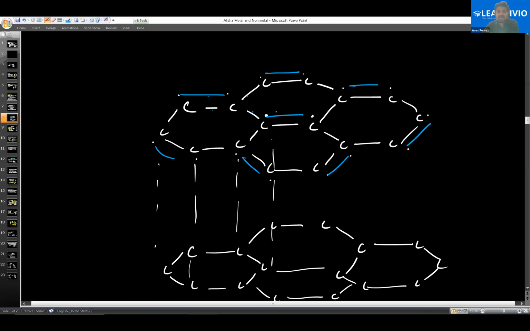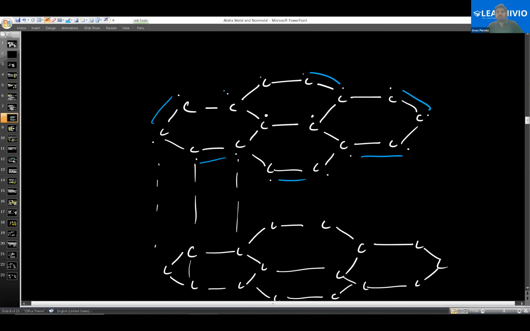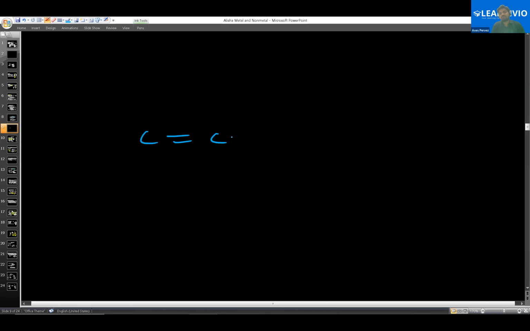But when there are alternate double bonds, it results in delocalization of electrons. After a while, this double bond will shift this way and here will be the single bond. The place where it was a single bond will now be a double bond. So when there are alternate double bonds, delocalization is possible, and this delocalization makes graphite a good conductor. What happens here is, suppose there are two carbon atoms bonded like this.